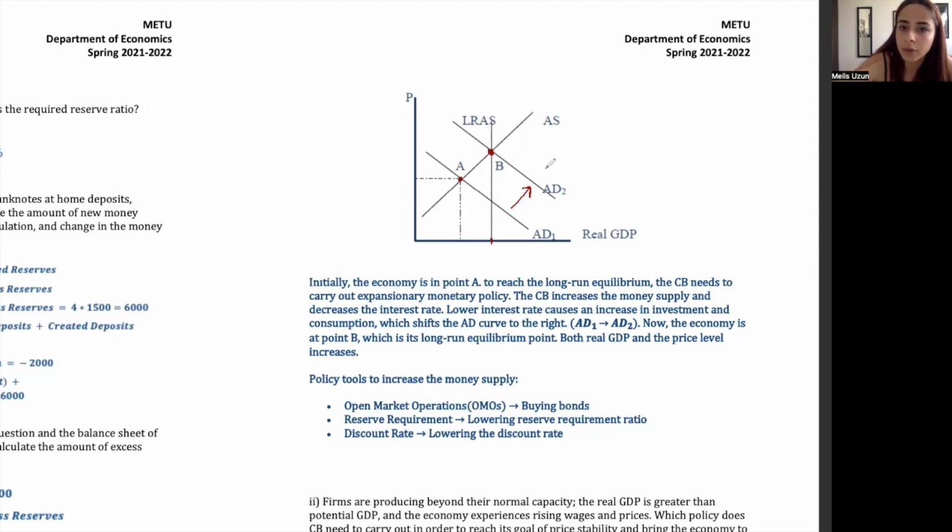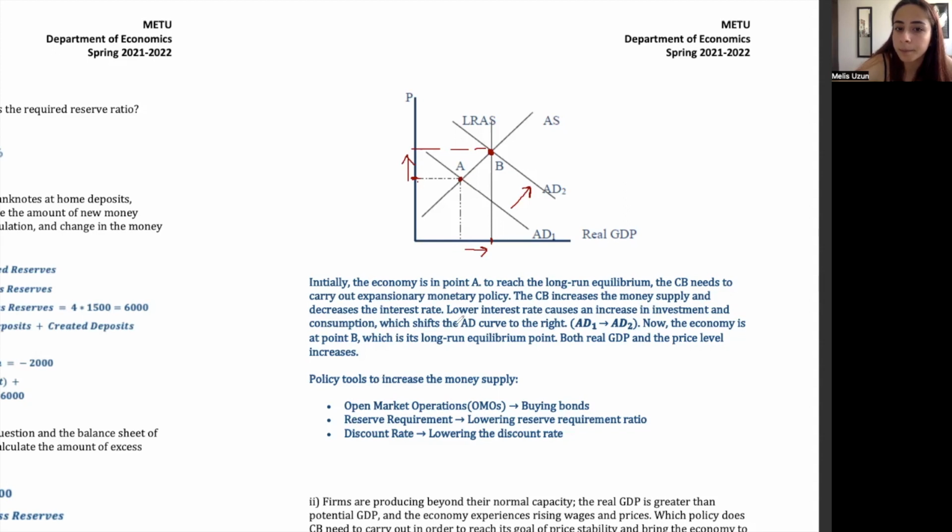If the AD curve shifts to the right, we will be at point B, which is the long-run equilibrium point. So GDP increases because now we are here, and prices too, because we were initially at this price, and now we are at this price.